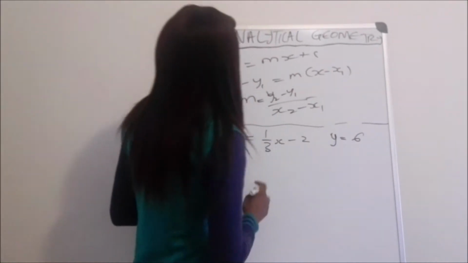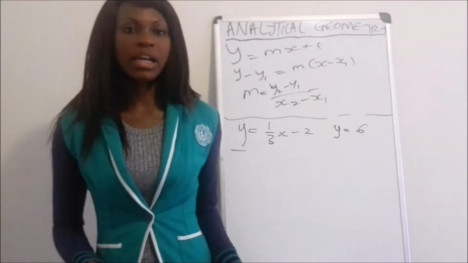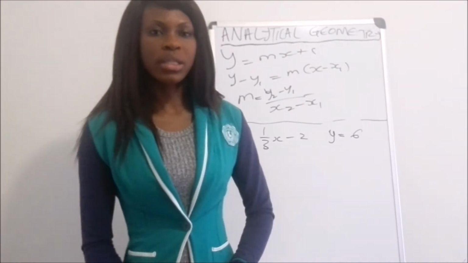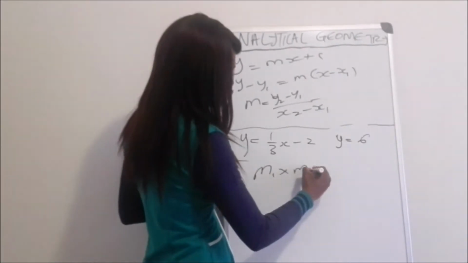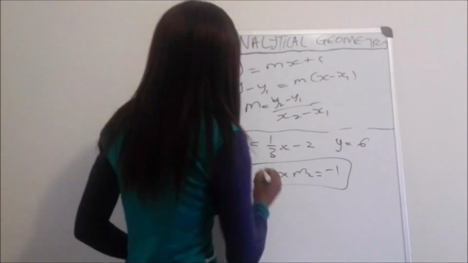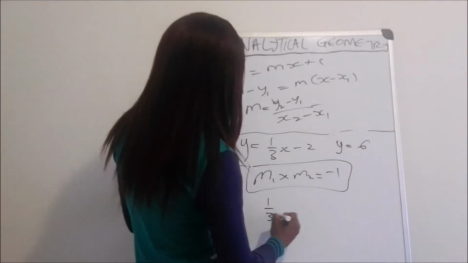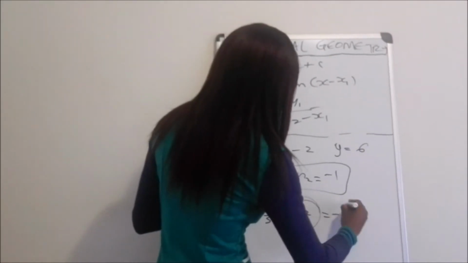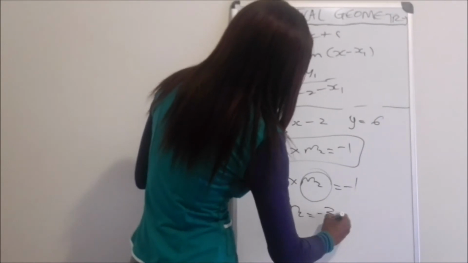equal to 6. Alright guys, about perpendicular lines, remember the first gradient and the second gradient, when you multiply them together, must give us -1. That's the rule of perpendicular lines: m1 multiplied by m2 must equal -1. For this one, we are given the first gradient, which is 1/3, multiplied by the second gradient, which is what we're trying to find, equals -1. Then that means that our m2 is equal to -3.